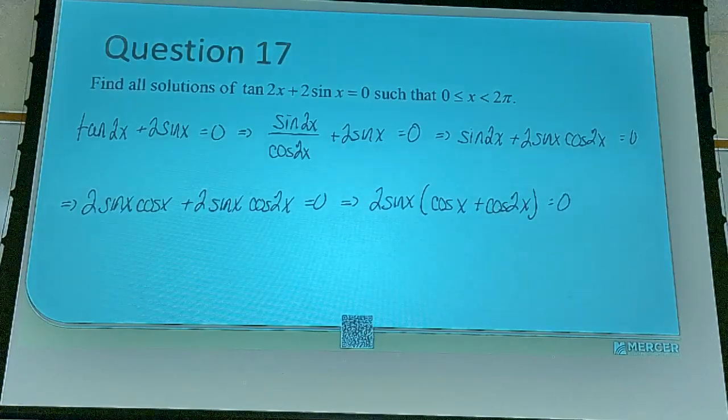All right, tangent of 2x is sine over cosine. Multiply through by cosine of 2x to get rid of the fraction. That'll bring me to sine of 2x plus 2 sine of x cosine of 2x equals 0. Double angle identity on sine is 2 sine cosine.